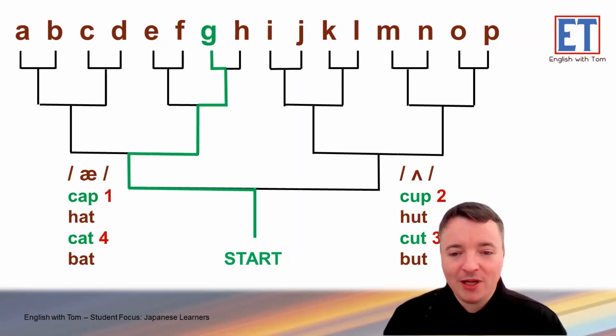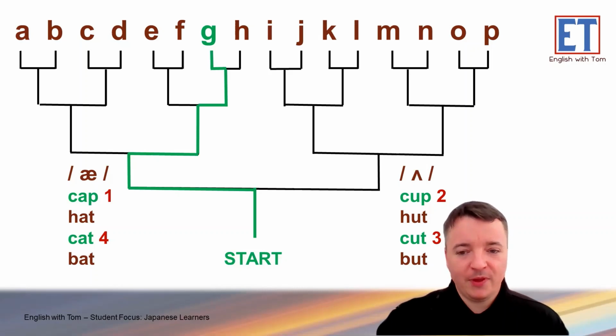Okay, G, well done. If you got G. So it was cap, left, cup, right, cut, right, cat, left, to end with G. Nice. Well done for you guys who got the correct answer.